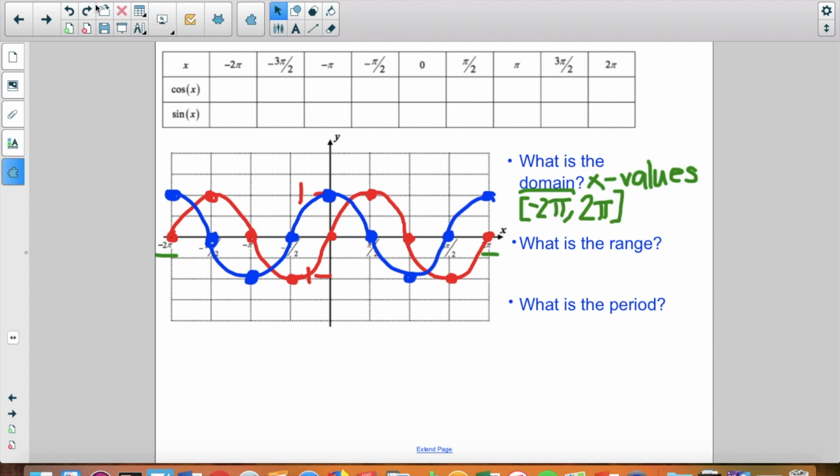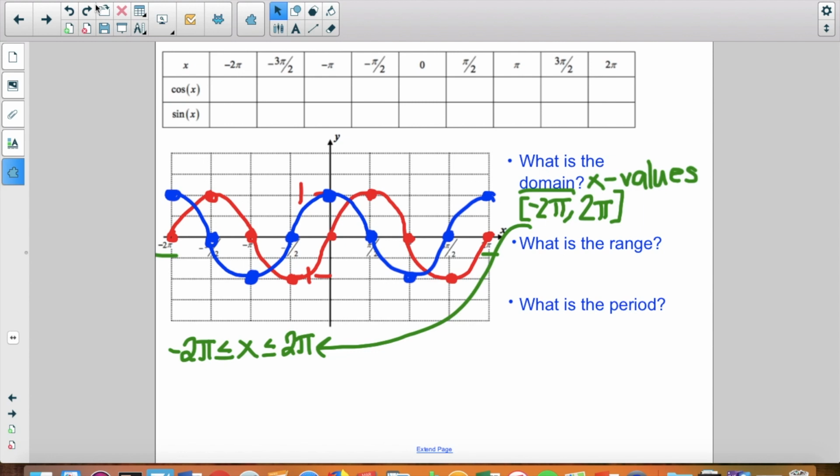Another way you can write it is, I'll move it over here. You can write it as negative 2 pi less than or equal to x less than or equal to 2 pi. So that's another way you can write the domain. Both are perfectly good answers.